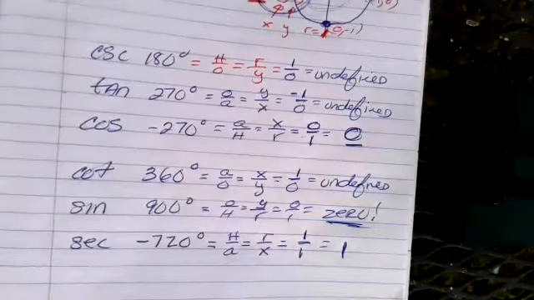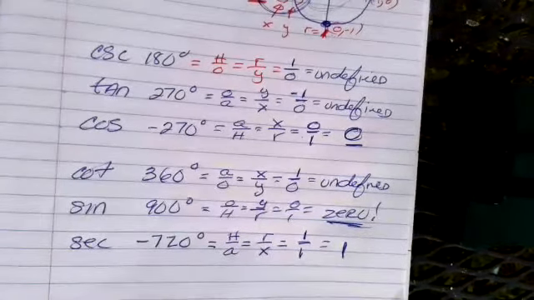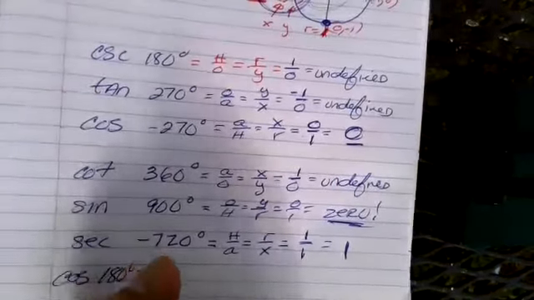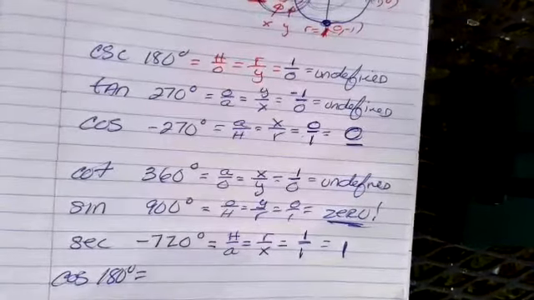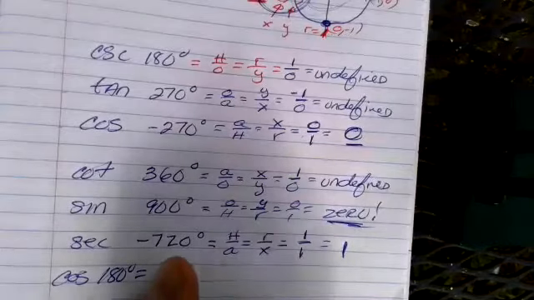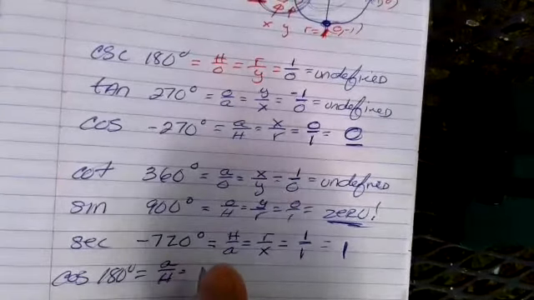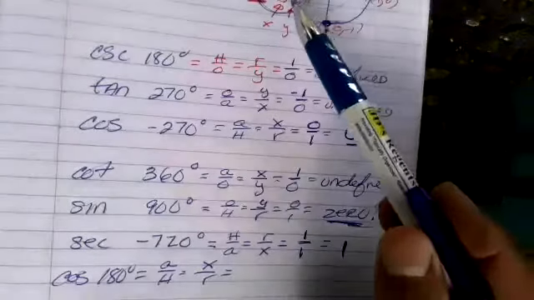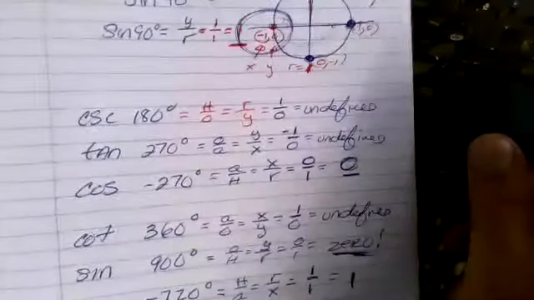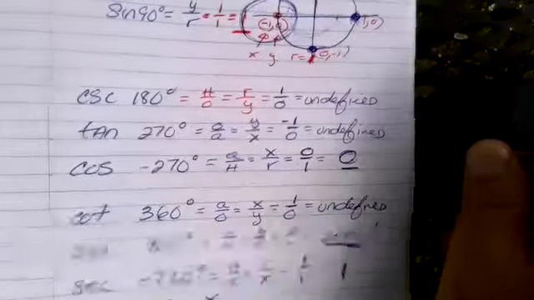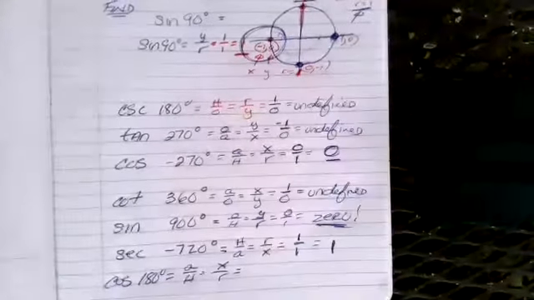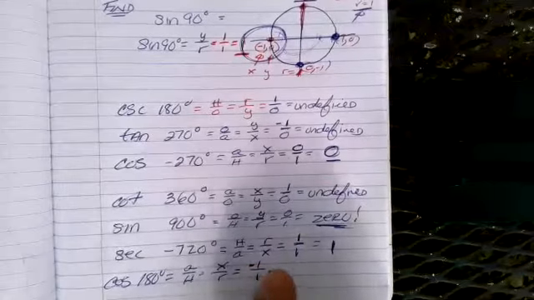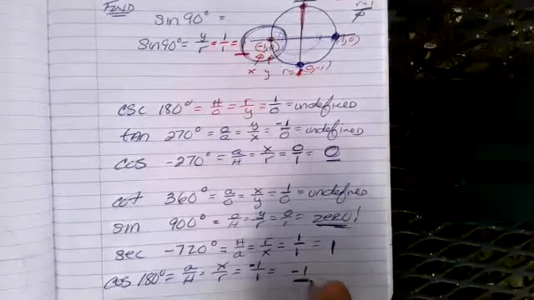Unless you want a negative 1 answer, it'll come up. Cosine of 180 will give us negative 1. Cosine is my adjacent over hypotenuse, so that's x over r. Over here, 180. My x value is negative 1. My r value is 1. So negative 1.